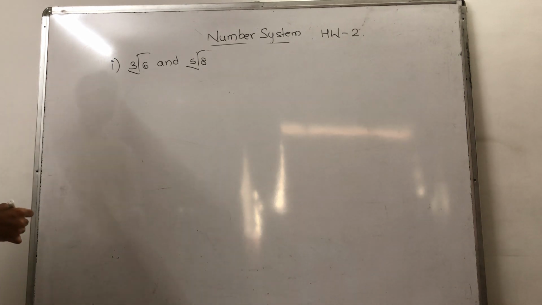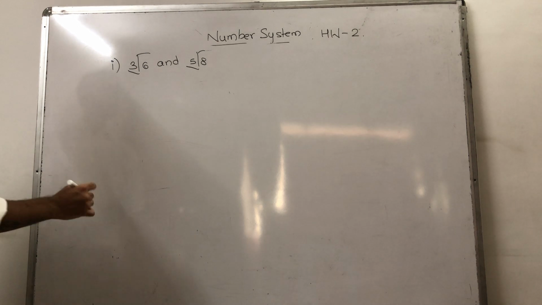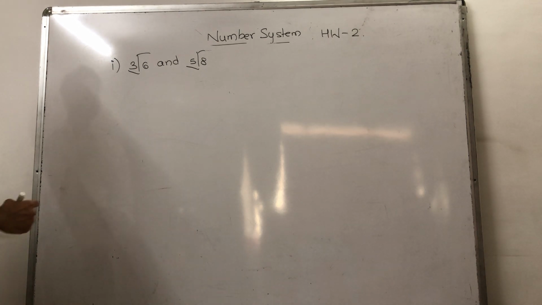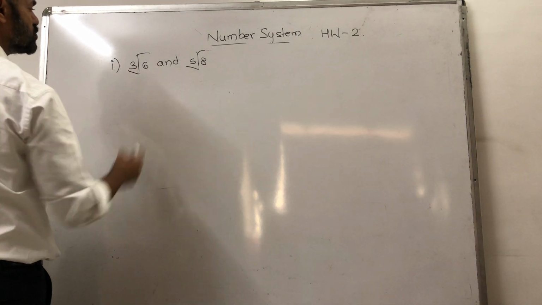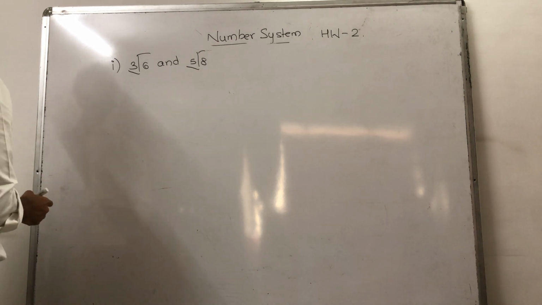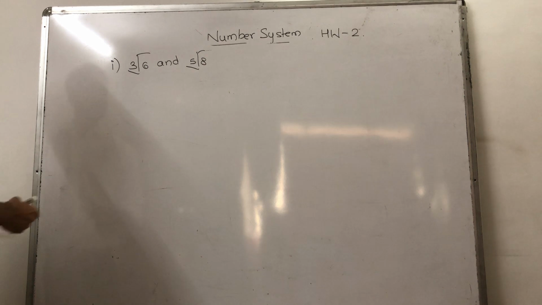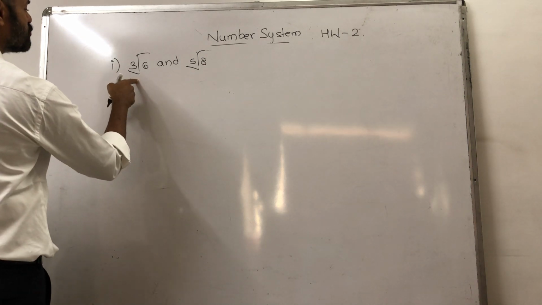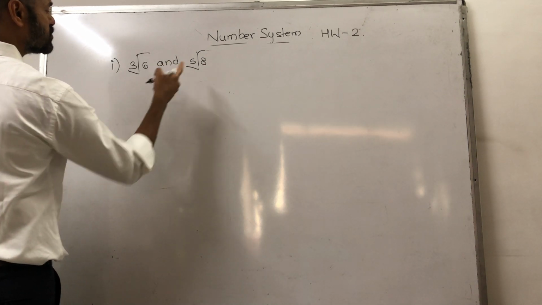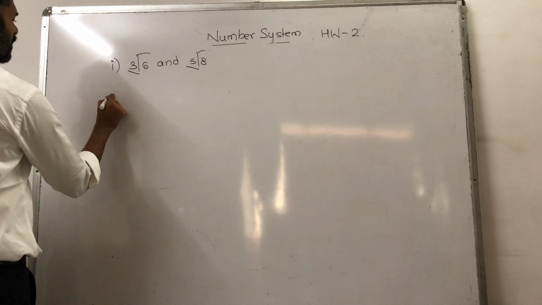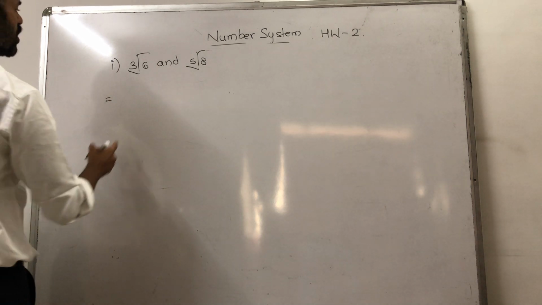So what we are going to do is make the order same. This is third order and this is fifth order. Now we will make a similar order. What is the LCM of 3 and 5? 15. So we are going to make this of order 15 and this term also of order 15. We have already seen how to change the order.